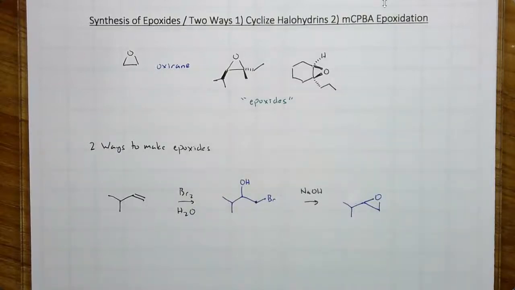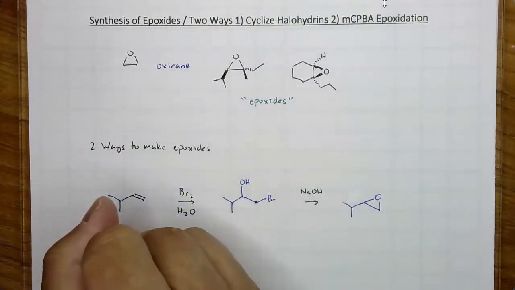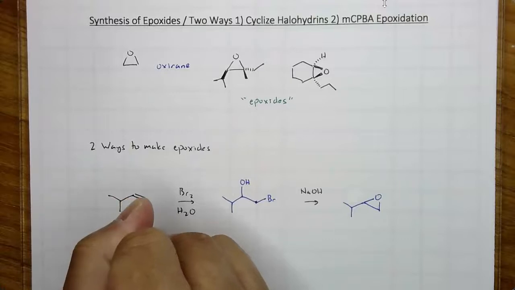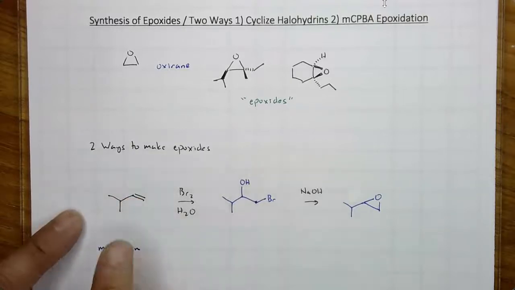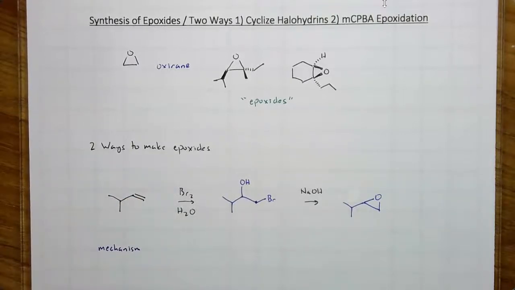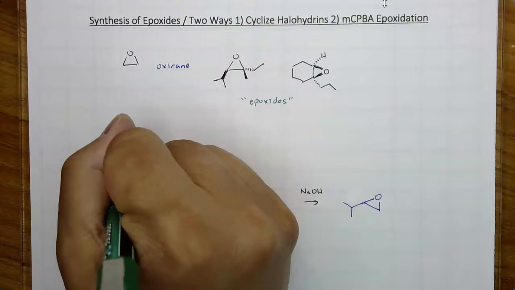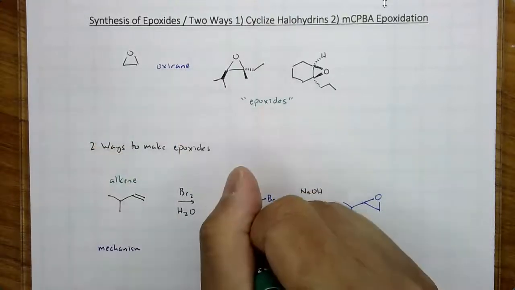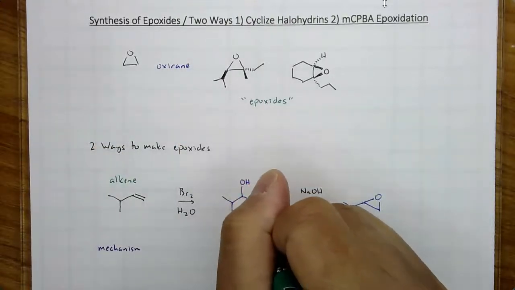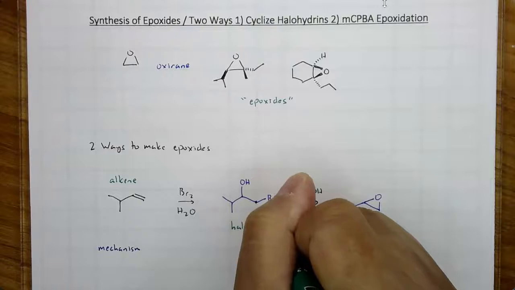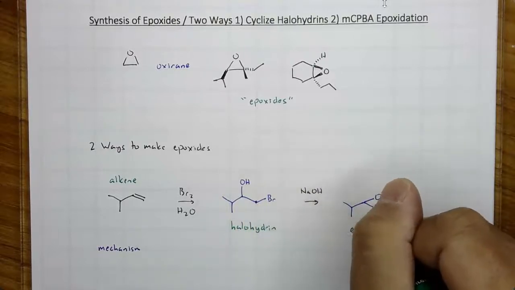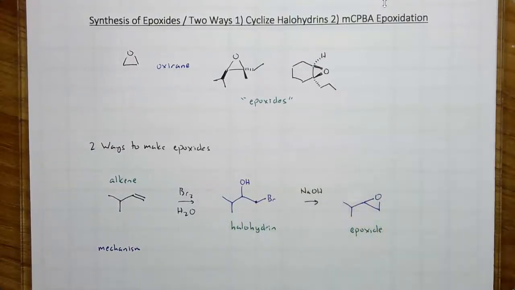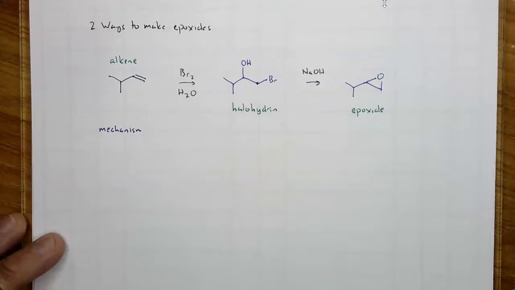Let me draw the mechanism. It is two reactions, starting from the alkene. Let me write that actually. Going to the first halohydrin, and then to the epoxide. Okay. Let's take a look at the mechanism.